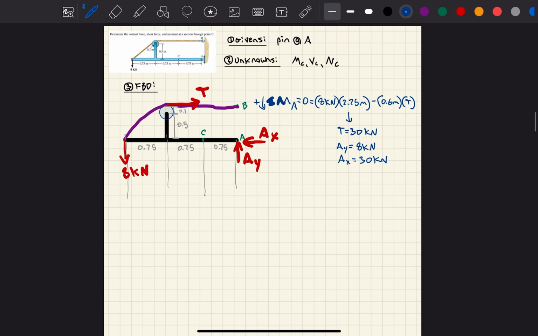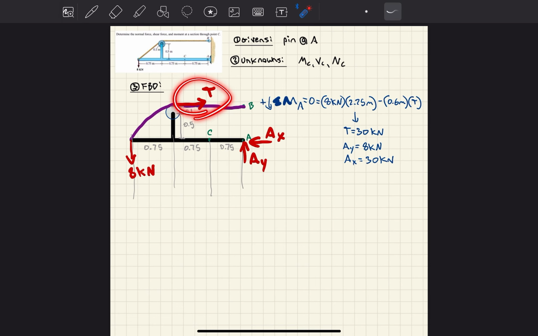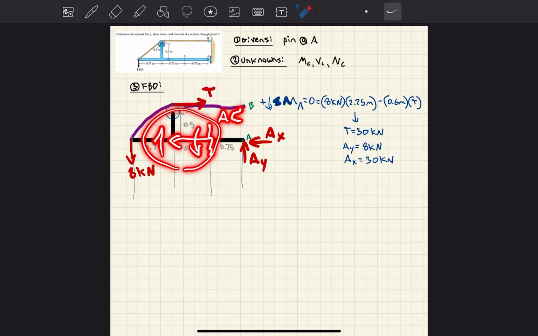Perfect stuff. From this, we have T, we have AY, and more importantly, we have AY and AX. Therefore, we can section the beam. We can take this section, a closer look at AC, and if we section the beam, we're going to have an M and V, and that's basically what the question is asking us for. And we can easily find this since we know AY and AX, right?